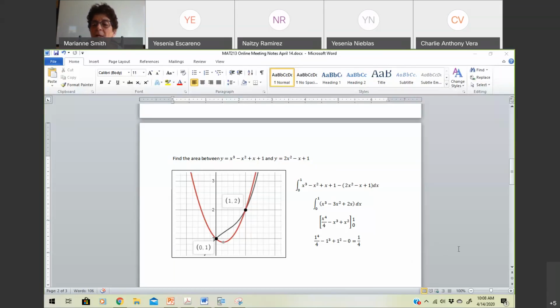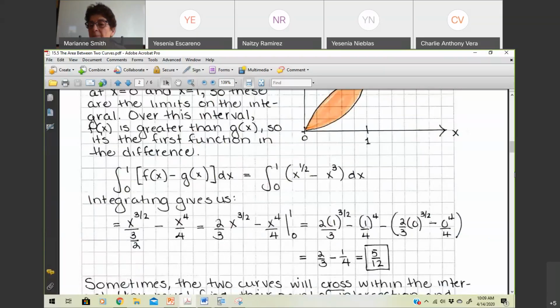Okay. What I would like to do at this point is go back to the notes. I want to show you one more situation. And then I kind of want to show you an application that's related to economics. You might have even seen these in your econ classes. So let's go back to the notes.